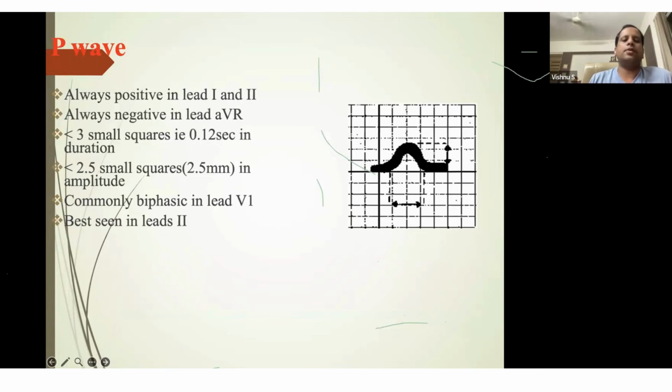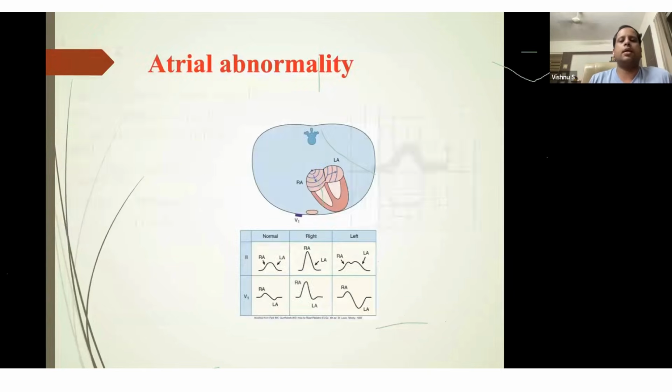It's commonly biphasic in lead V1 and best seen in lead 2, because lead 2 is directly looking at the right atrium, and the direction of activation is towards lead 2. The front of activation is towards the right atrium. LA is 90 degrees, that's why it's biphasic in V1. The first part, as I told, is always RA. The second part is LA.